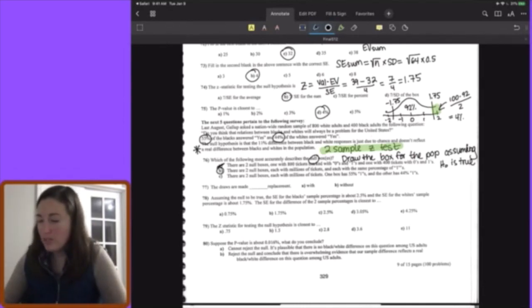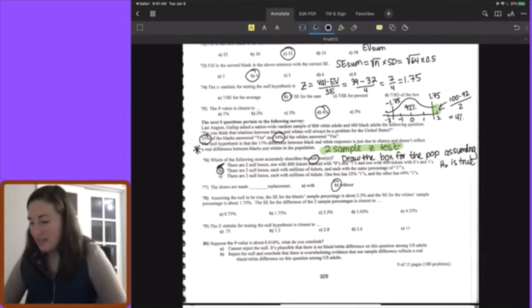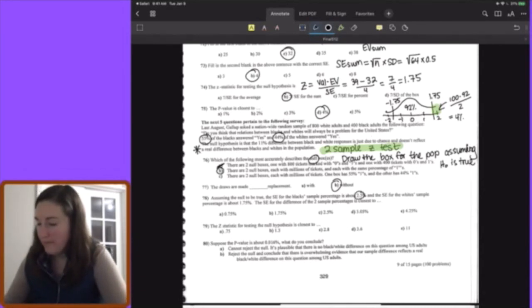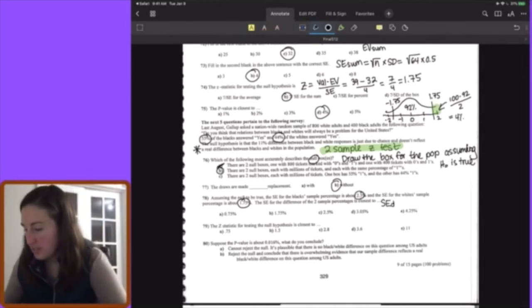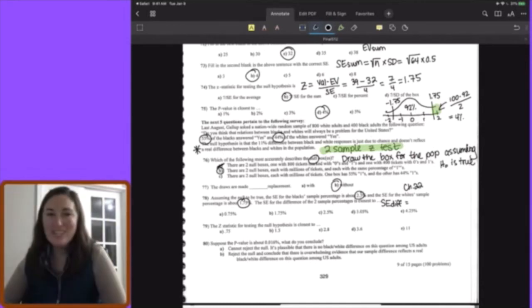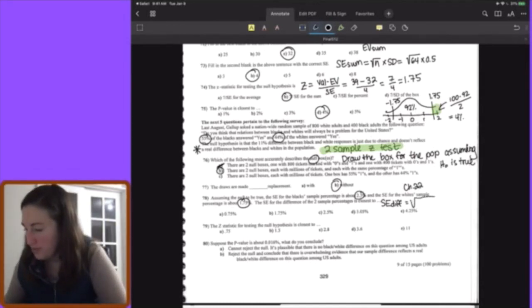And for surveys, we always draw without replacement. We don't want to sample the same person twice. And then, okay, they gave us the two standard errors. We have 2.5 and 1.75. So it says, what's the standard error for the difference? So the standard error for the difference, if you remember from chapter 22, is just the square root of the first standard error squared, so 2.5 squared plus 1.75 squared.